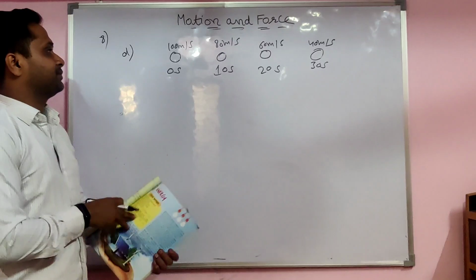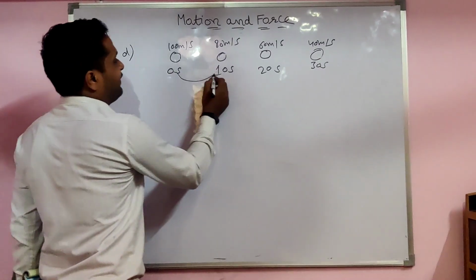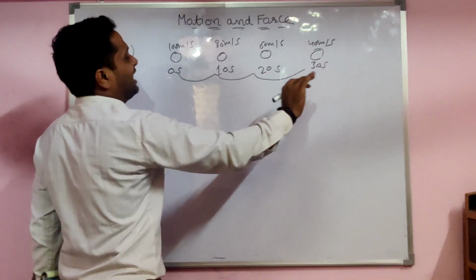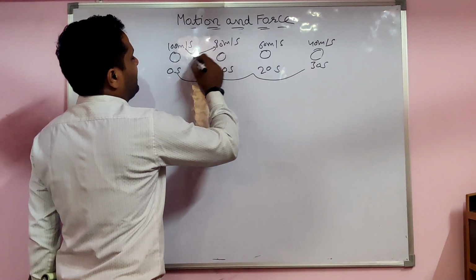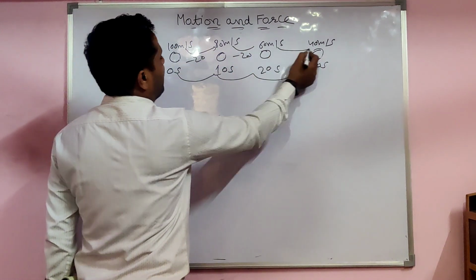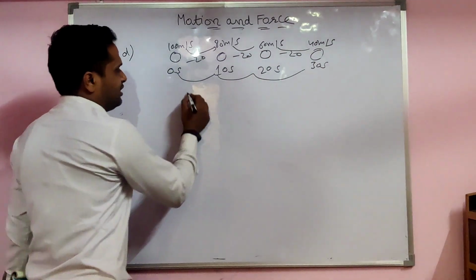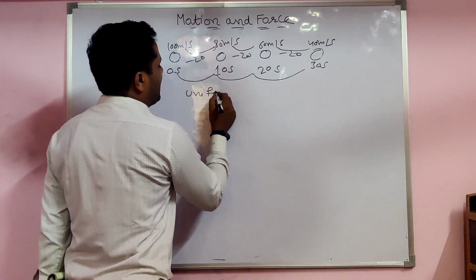Now you have to see there. After every 10 seconds, equal time, the velocity decreases by 20, applying the brake. Retardation is there. So uniform retardation.